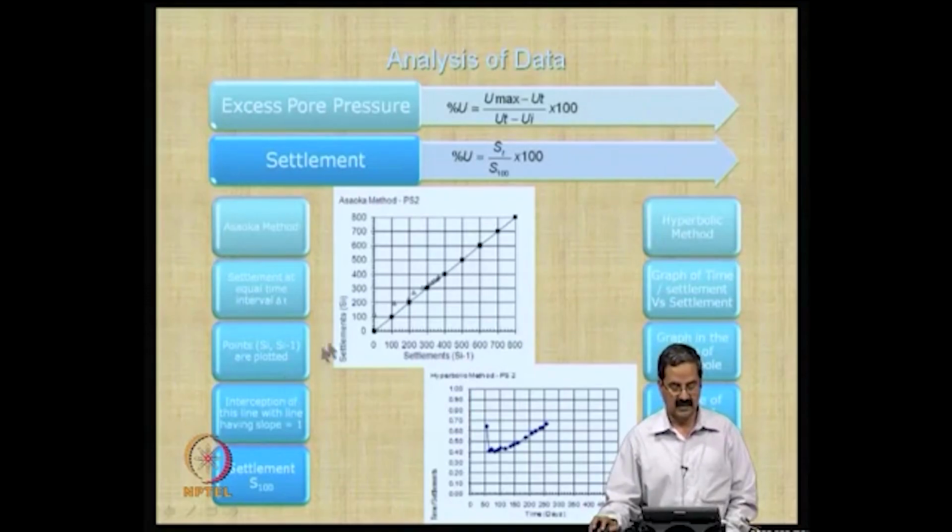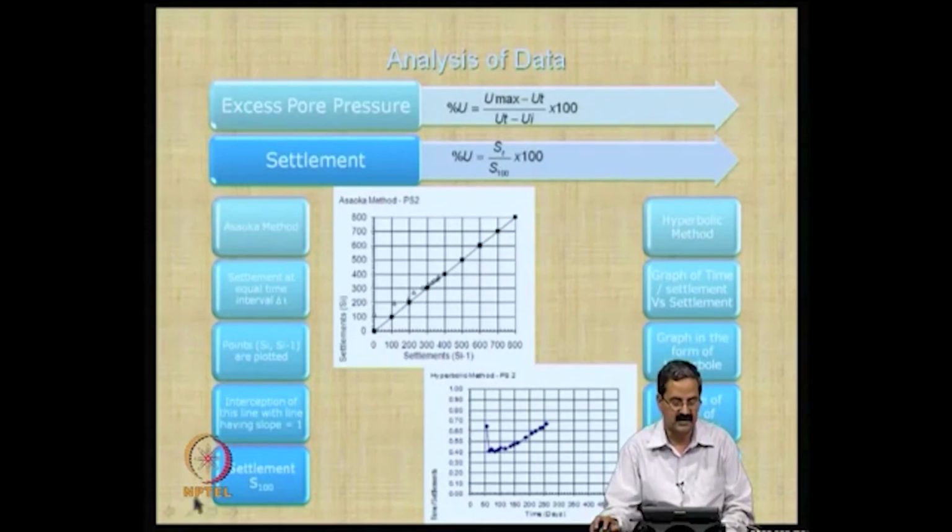Actually here the difference: in the Asaoka method, the settlement at equal time intervals is measured, and plots between the present settlement and the previous one are made, and they will have a slope of 1. You will see that if you plot the previous settlement and the current settlement, they just try to plot this line here. Based on this and some more analysis, they would like to get the settlement S100, the ultimate settlement. There is one way. There is another method which uses the hyperbolic method.